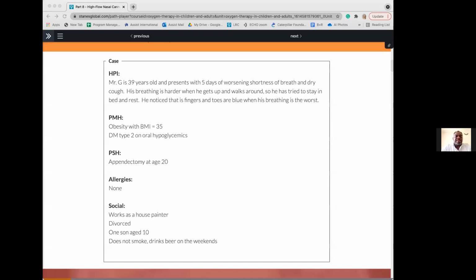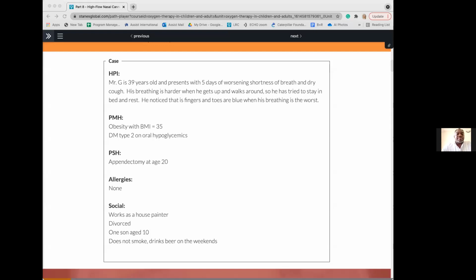I'm sure we've all had such patients during our career. We'll go through the different clinical findings and the history taking of these patients, and then based on this, we'll be able to outline our management.